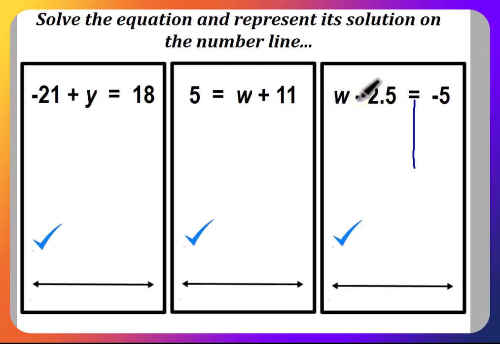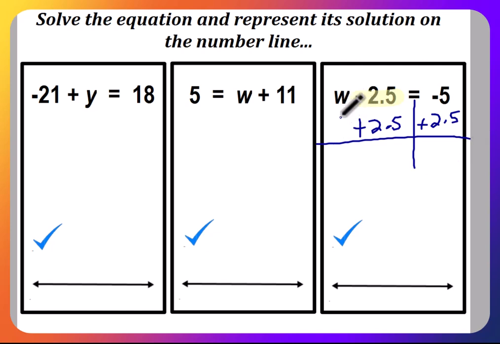We need to isolate the w, which means we need to get rid of this negative 2.5. And the opposite of a negative 2.5 is a positive 2.5. So I'm going to put it underneath the negative 2.5. What you do to one side, you do to the other. Positive 2.5. Now I draw my total line.